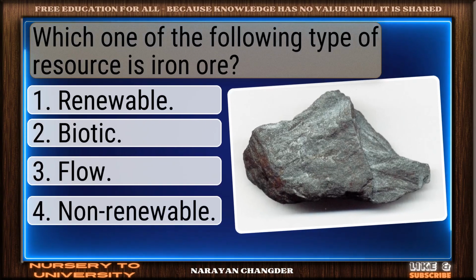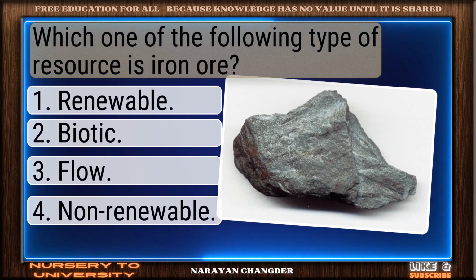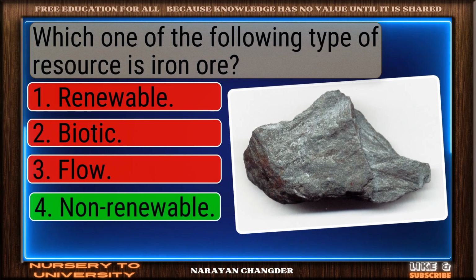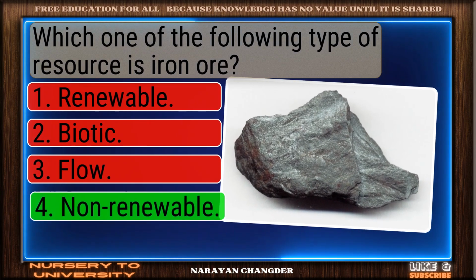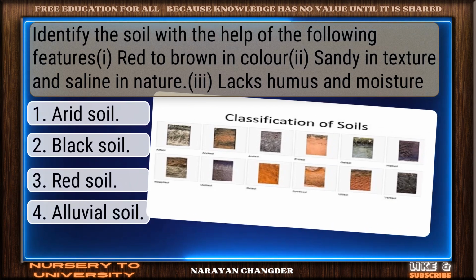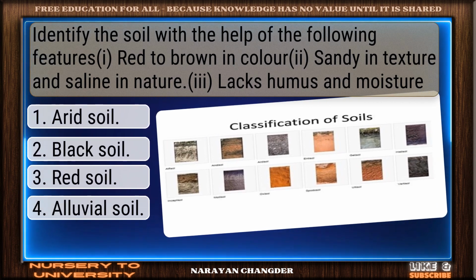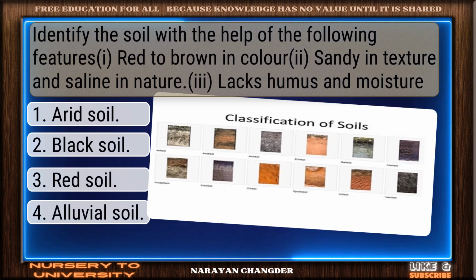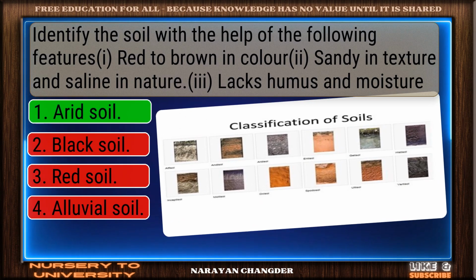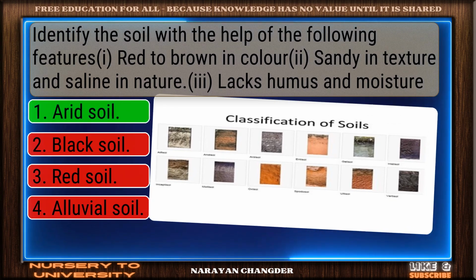Which one of the following types of resource is iron ore? Perfect. Non-renewable is the one. Identify the soil with the help of the following features: red to brown in color, sandy in texture, and saline in nature. Lacks humus and moisture. Nice selection. Arid soil is correct.